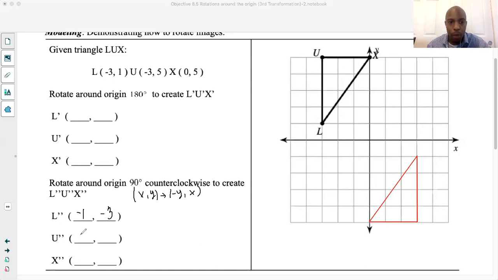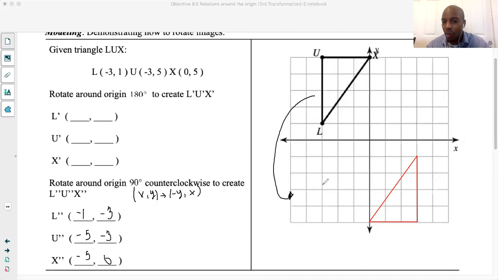Same thing with U prime. U prime, we're going to switch them, negate the y, -5 comma -3. And then finally for X double prime, these are double primes, I apologize, switch them, negate the y: 5, 0, negate the y, -5, 0. Okay, now we went 90 degrees counterclockwise. What does that look like, right? That means we're taking this triangle and going counterclockwise 90 degrees, which looks like this. It's one rotation this way, so it should end up over here.